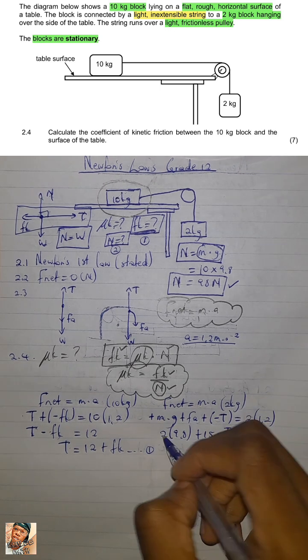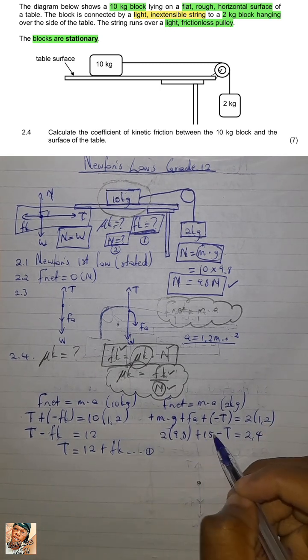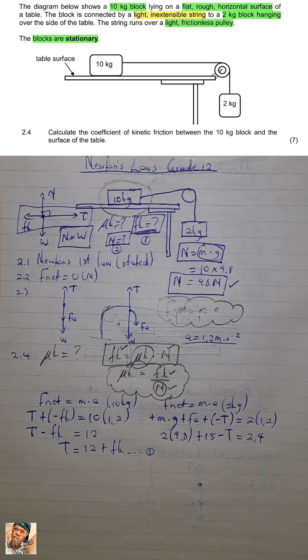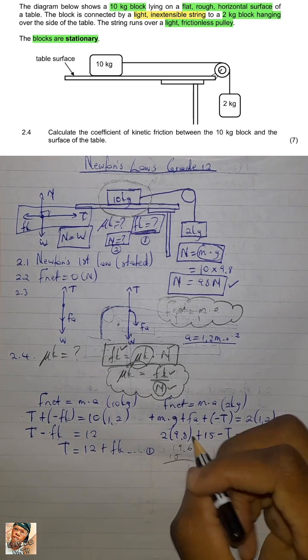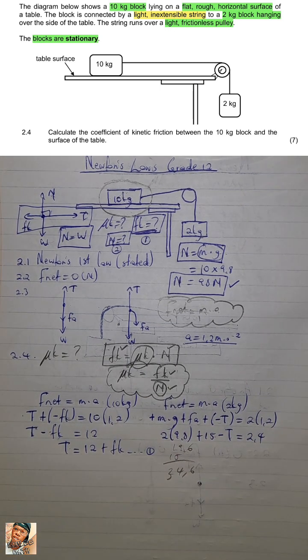Right. So we're going to have 2 multiplied by 9.8 plus 15. What is it equal to? Let me actually do this manually. So 9.8 multiplied by 2 is 19.6. So this plus 15 is going to be 34.6. So it's going to be 34.6.